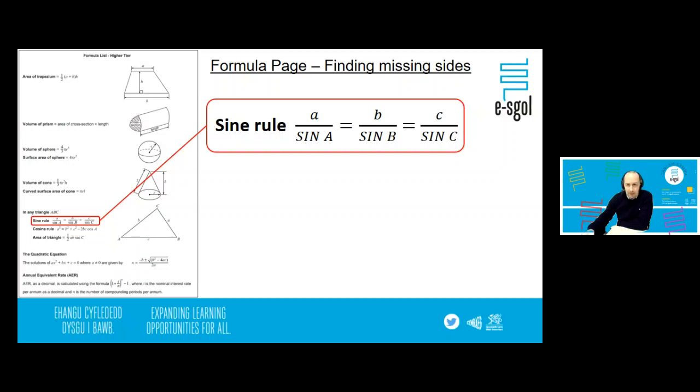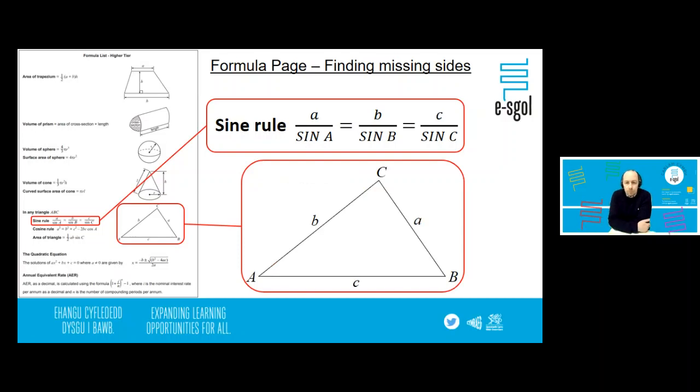Again, there's another bit of help on the page for you, and it is this triangle that they've drawn. You can see there are uppercase, capital A, B, and C, and lowercase a, b, and c. The little a, little b, and little c are marked on the sides of the triangle, and the capital A, B, and C are marked in the corners, so they represent the angles. And that's the same for the actual formula above. So it's little a over sine A, little b over sine B, and little c over sine C.